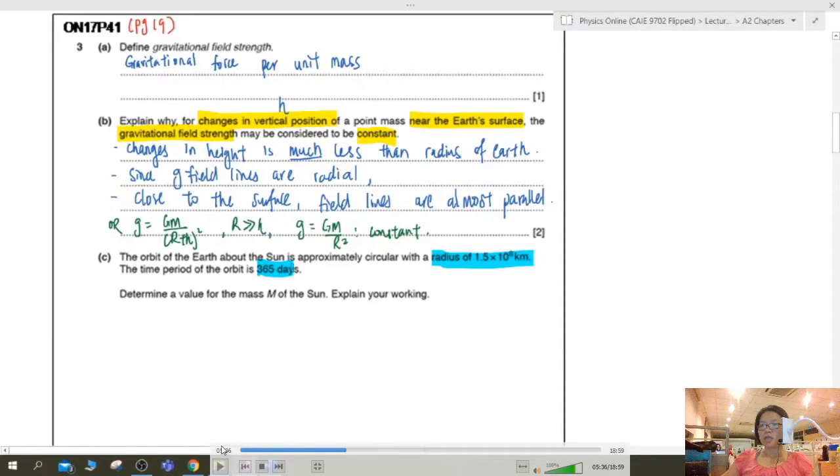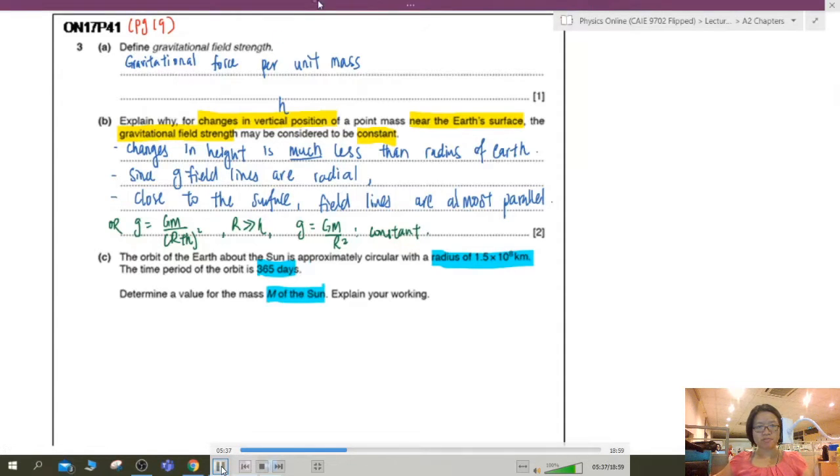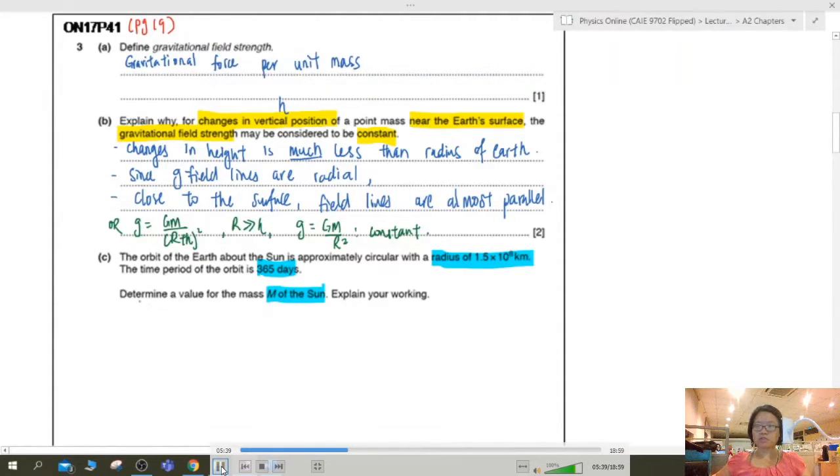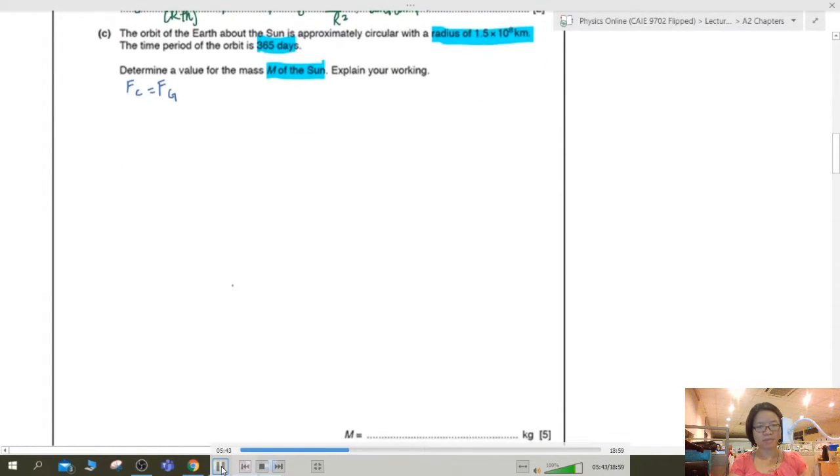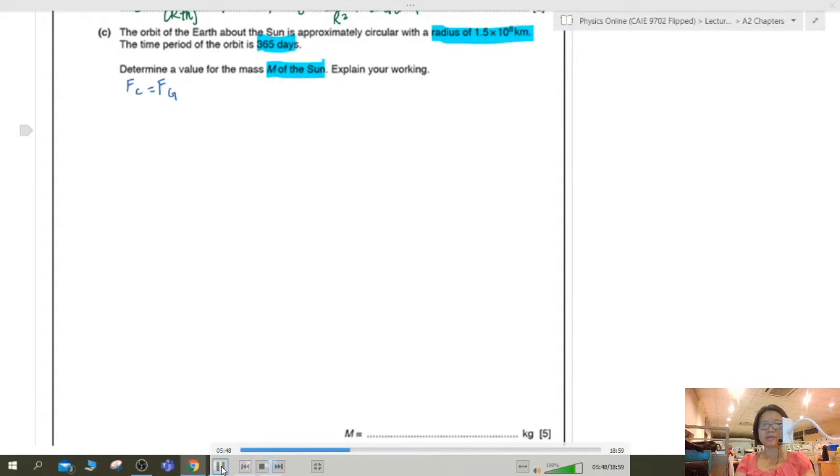Alright, next part. This is a pretty familiar question. The orbit of the Earth about the Sun is approximately circular, with a radius of 1.5. You are given the period, so determine the mass of the Sun. This is a perfect question. When it comes out, everyone is happy. You know why? This is 5 marks, 5 out of 100 marks, guys. Bonus, provided you remember to convert what you're supposed to convert.